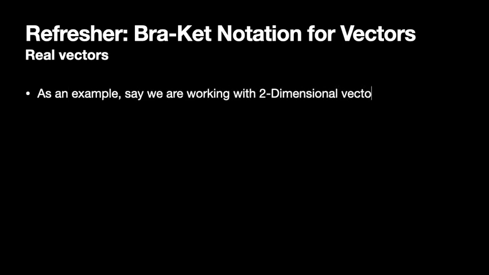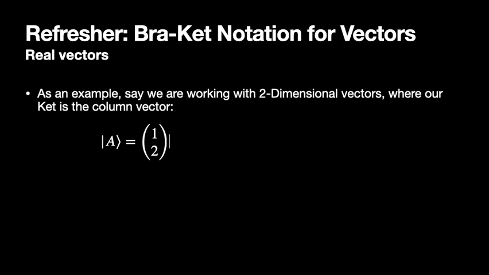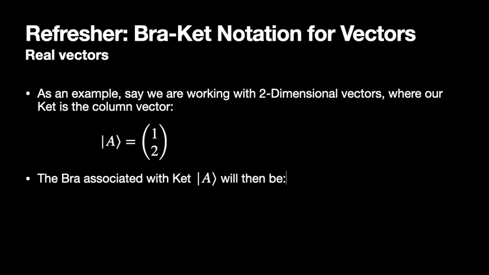As a very simple example, let's first take a real vector space, which means you have vectors defined over real numbers. Let's say my ket is a two-dimensional column vector with entries 1 and 2. So the first entry is 1, the second entry is 2, and we have written it as a column vector. If this is the ket, which we can call ket A, then the corresponding bra associated with this ket would simply be a row vector with the first entry 1 and the second entry 2. That's all there is to a ket and a bra.